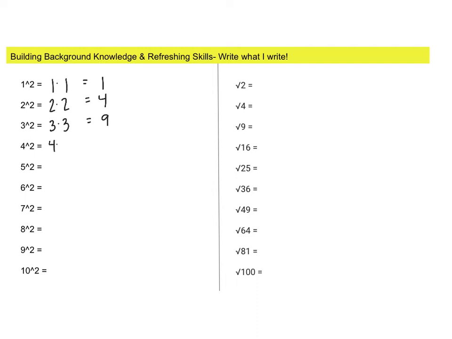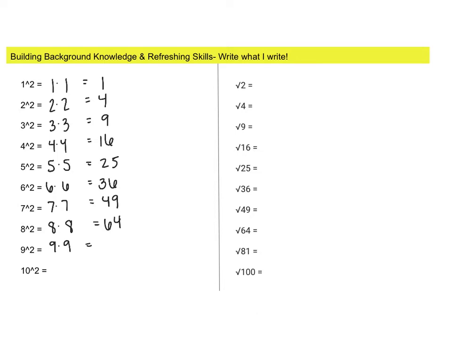4 squared is 4 times 4, 16. 5 squared is 5 times 5, which is 25. 6 squared is 6 times 6, which is 36. 7 squared is 7 times 7, which is 49. 8 squared is 8 times 8, which is 64. 9 squared is 9 times 9, which is 81. And 10 squared is 10 times 10, which is 100.